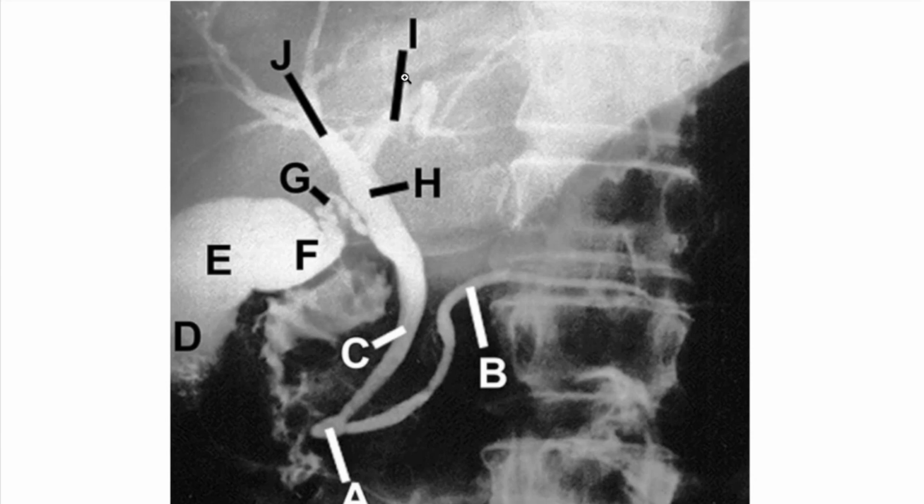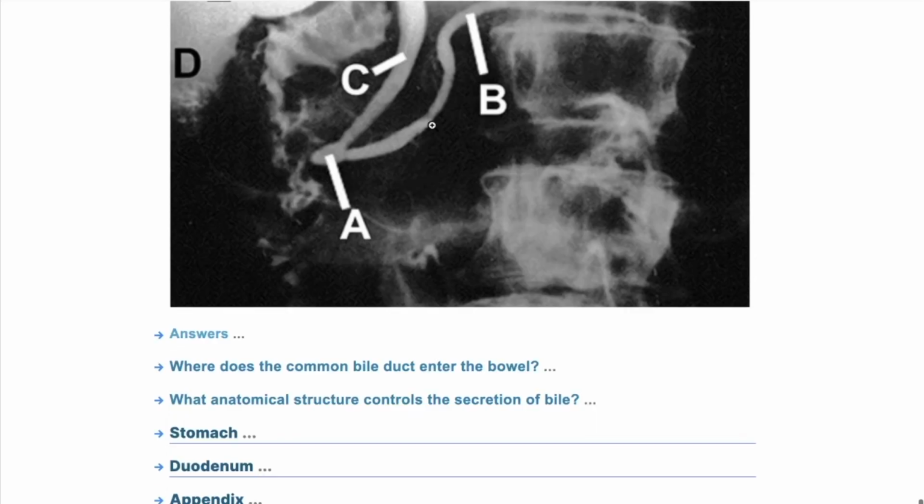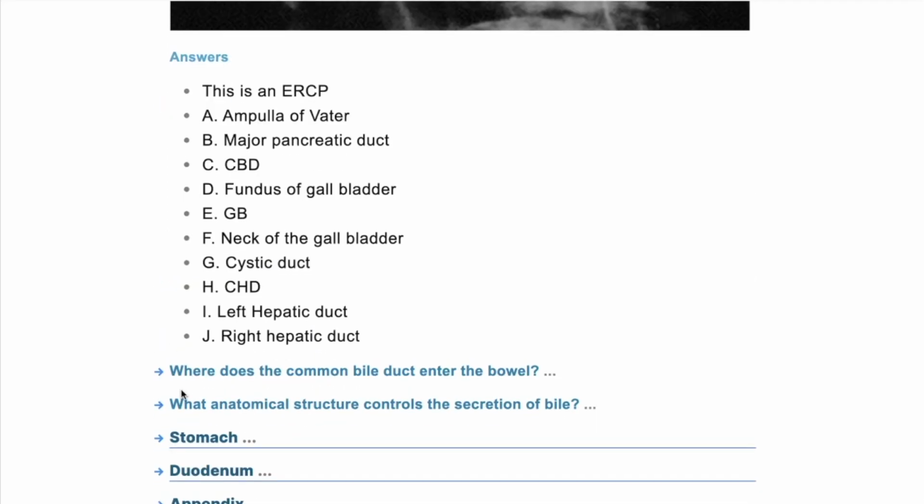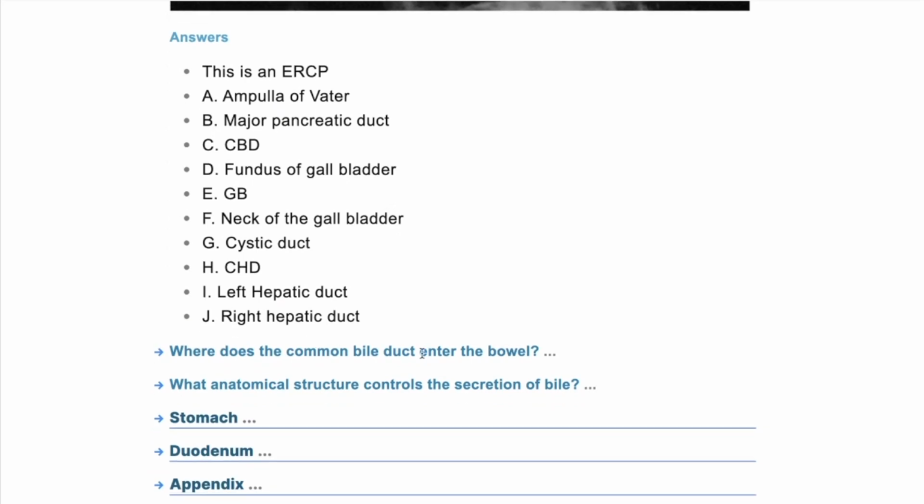Which is right and which is left? I is left hepatic duct, and J is right hepatic duct. Right hepatic duct. Well done. I think you got all of them correctly. Very impressed. Where does the common bile duct enter the bowel? On the second part of the duodenum. Which part specifically? Second part of the duodenum, on the posterior medial side.